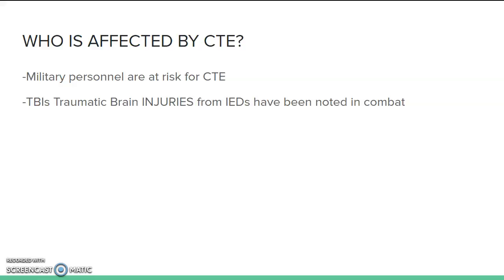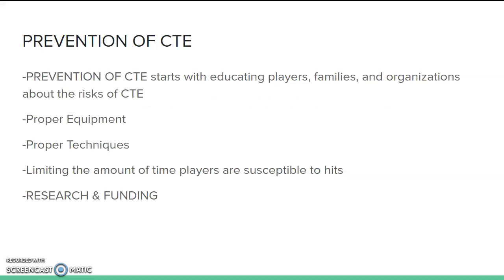Additionally, outside of athletics, military personnel, especially in combat areas, have been seen to have traumatic brain injuries from explosions, and there's thought that this could also be a population that is at risk for developing CTE. Prevention of CTE starts with educating players, families, organizations, like giving our soldiers and athletes the right equipment to fully absorb some of these impacts, to reduce the amount of trauma in the brain.